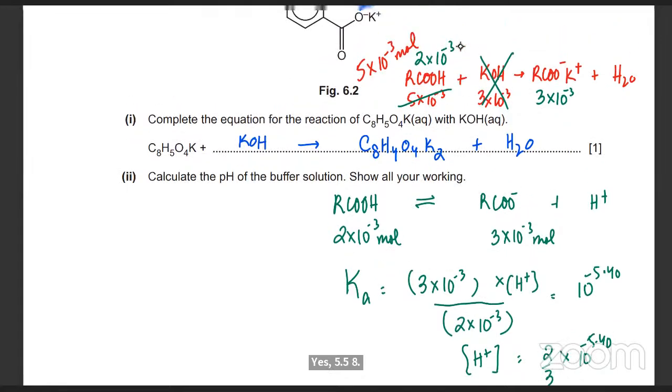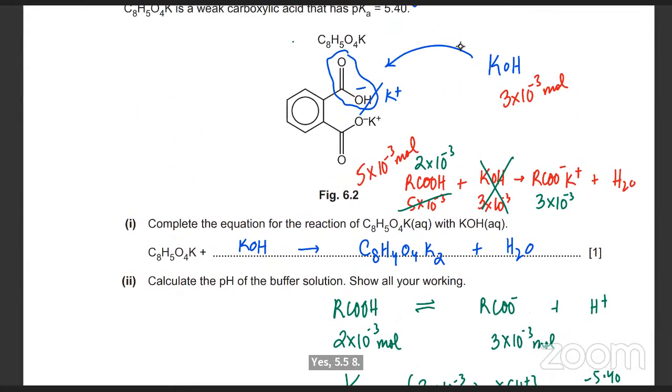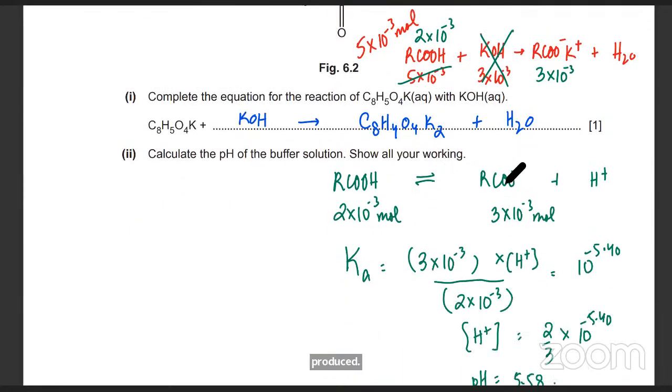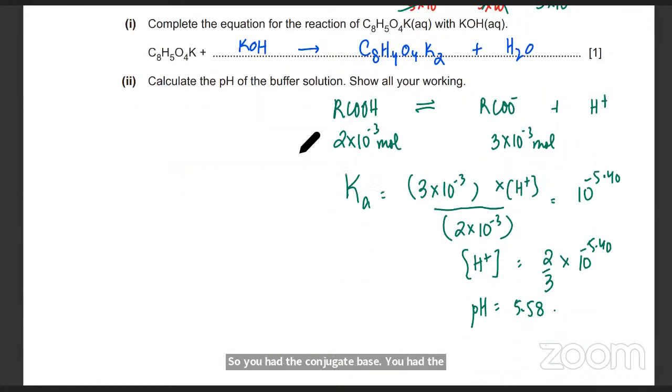I mean, the equation made it look slightly complicated, but this was just the carboxylic acid getting neutralized by KOH. The buffer was formed after the neutralization had happened. Some of the carboxylic acid was left because it was in excess. The KOH had all reacted, and some of the salt was produced. So you had the conjugate base, you had the carboxylic acid. So you had the salt and you also had the carboxylic acid. So the equilibrium was the same, and you use the K expression to figure out the pH.